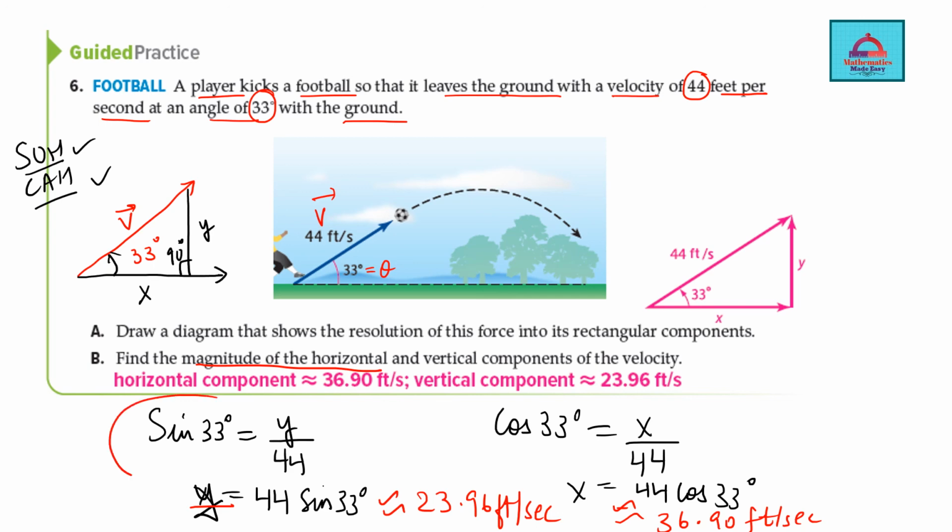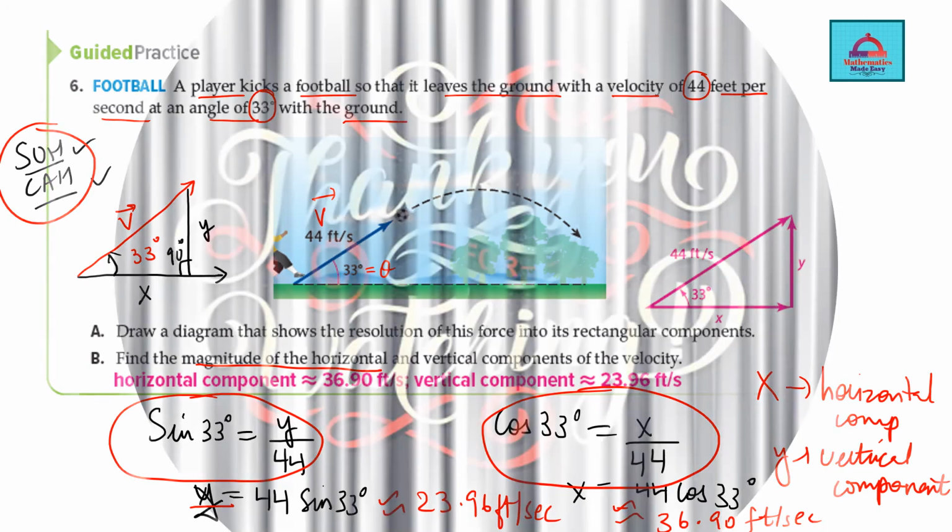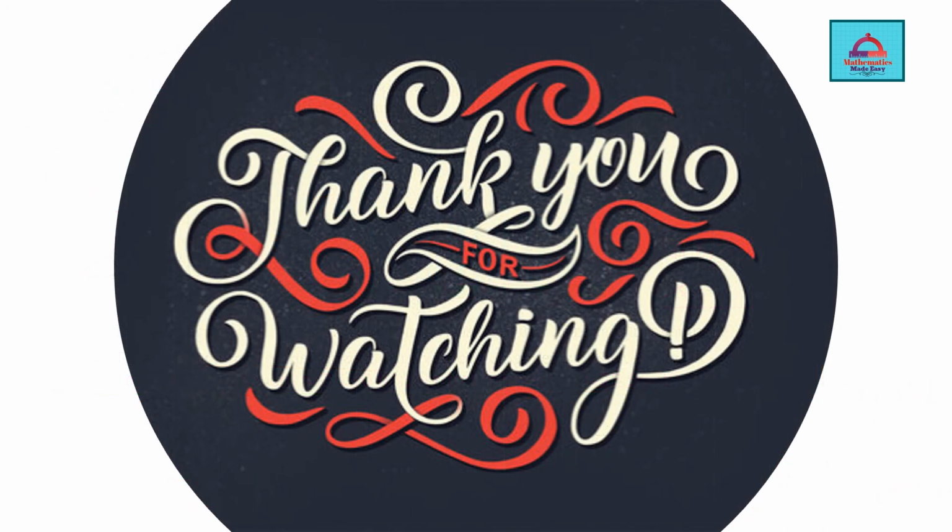So that's how you use sine and cos, how you use trigonometry, how you use SOHCAHTOA for finding the horizontal and vertical components. Remember, x always represents the horizontal component, y represents the vertical component. So that's how you'll solve a question. And with that, the learning objective of resolving the vector along the horizontal and vertical components is done. That brings us to the end of today's session.